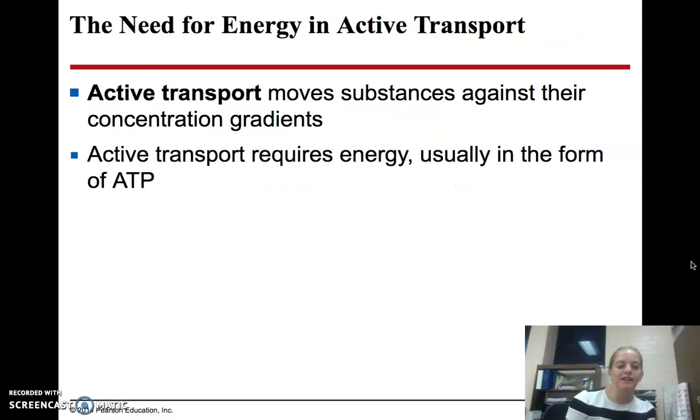So because active transport is moving substances against their concentration gradient, once again from low amount to high amount, it requires energy, and usually this is in the form of ATP, which we haven't quite gotten to study yet in great depth, but next unit it will be coming. But ATP is basically the form of cellular energy that is used for a lot of things, and active transport is one of them.